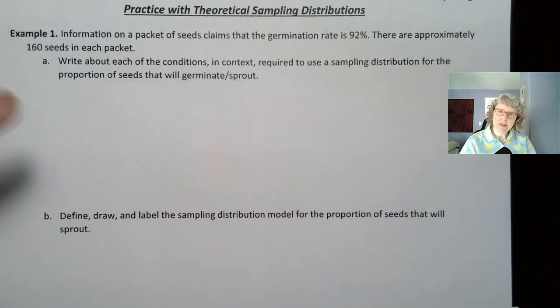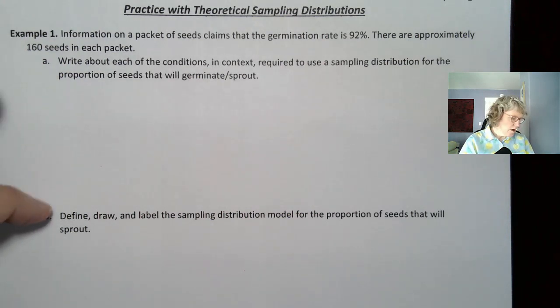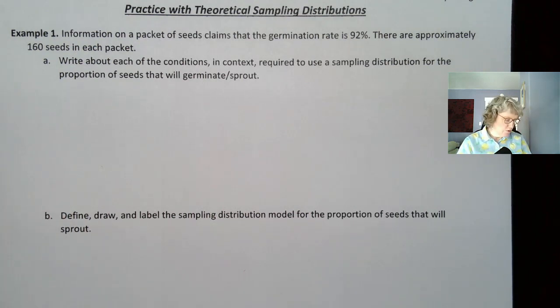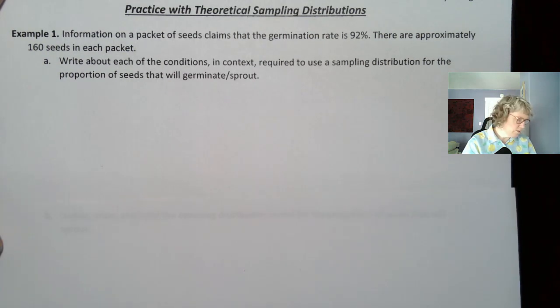Then what we're going to do is we have a situation. We're going to write about the conditions to make sure that our model will apply. Then we're going to define, draw, and label our model, just like we did before with the normal distribution. Then we'll use it to find some probabilities and answer some questions. That's kind of the general gist of how these questions will go. Okay, so let's read about our situation.